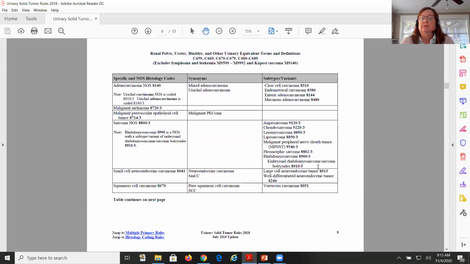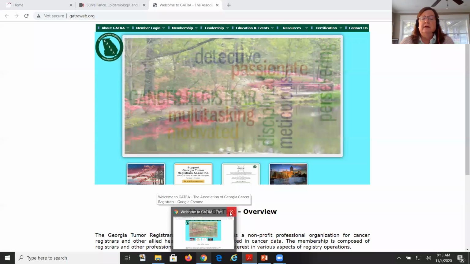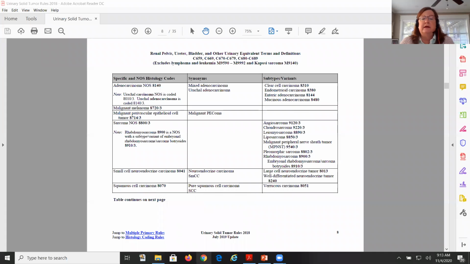And I will mention, when you are trying to identify your histologies, that this table will be your first priority for identifying histology. If you do not find your histology in this table, then your next stop, second in priority, would be the ICD-O-3 implementation documentation found on the NAACCR website.